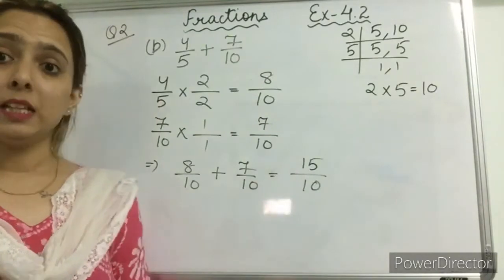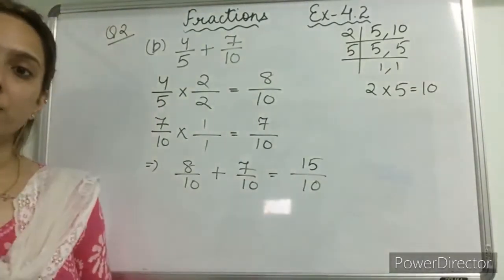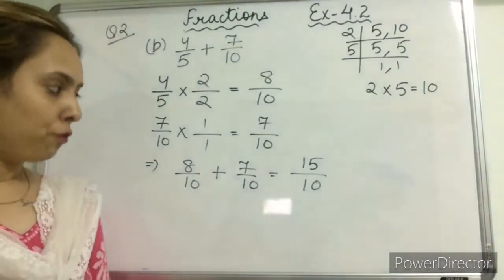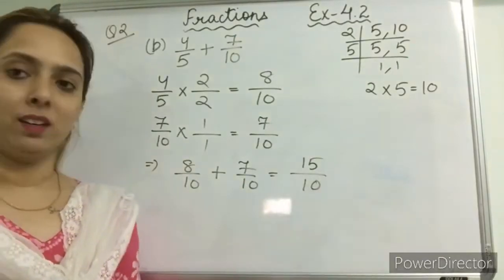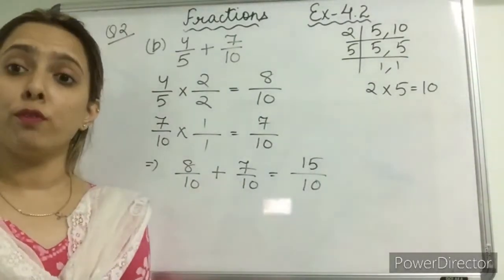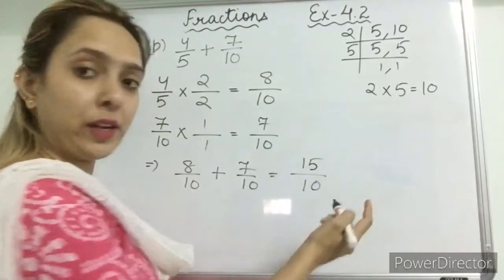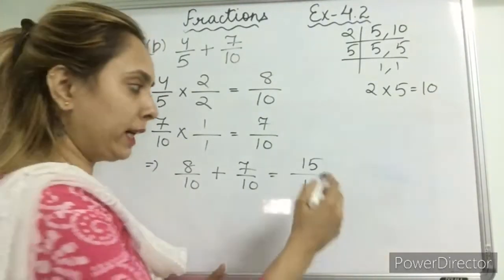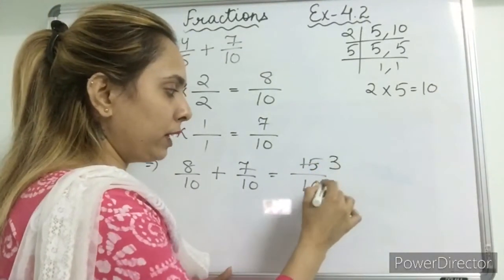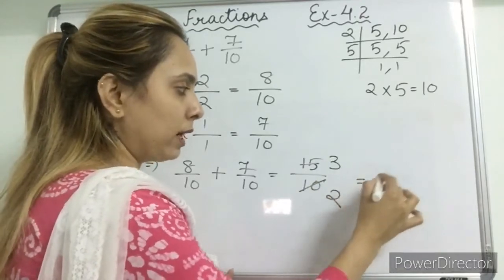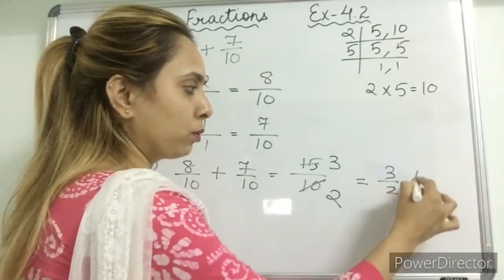So yes, this fraction we can reduce into its lowest form. 15 and 10 both come in the table of 5. So 5 3s are 15 and 5 2s are 10. So the answer is 3 upon 2.